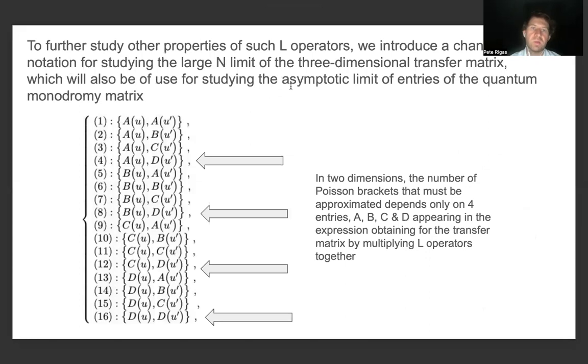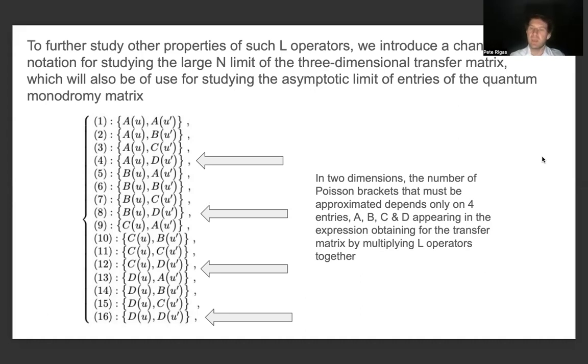So to further study other properties of such L operators, we introduce a change of notation for studying the large N limit of the three-dimensional transfer matrix, which will be used for studying the asymptotic limit for entries of the three-dimensional quantum monodromy matrix, as in the two-dimensional case. We have the 16 relations that are given on the left-hand part of the slide for the two-dimensional L operator and the two-dimensional quantum monodromy matrix.